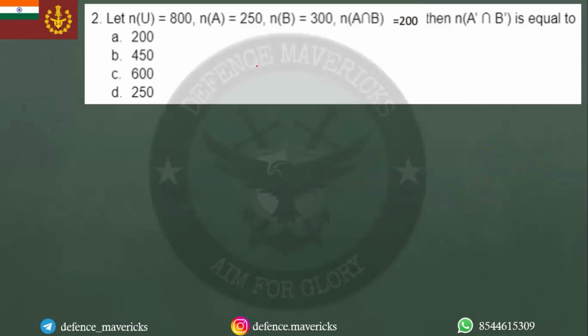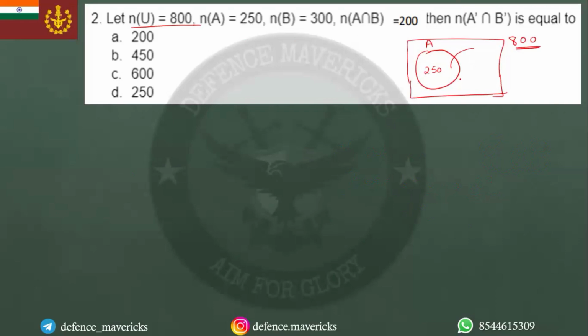Now the next. Whenever you have numerical questions on set theory, it's best that you visualize them through a Venn diagram. Okay, so let's draw a Venn diagram. So it says U is 800. U means universal set. Okay, meaning this whole box contains 800 elements. Okay, the whole box. Now n of A is 250. So let's draw this set A. This has 250 elements. n of B is 300. Okay, so this is B, which has 300 elements.